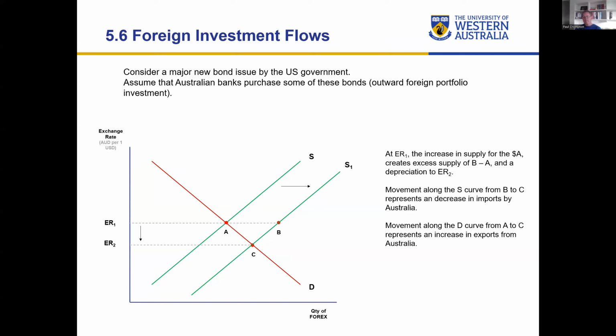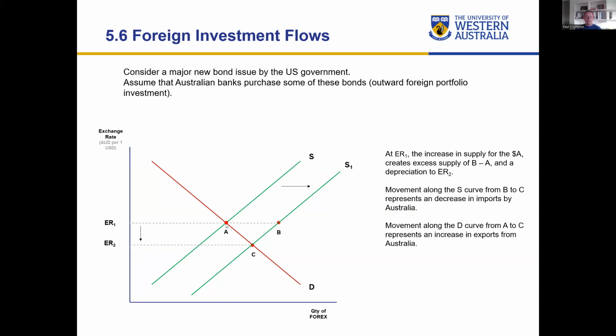But what's happening in the movement from A to C? What we're really asking is, when an Australian bank purchases bonds, what are the flow-on effects to other parts of the economy? Well, we know when they purchase bonds, it'll drop the exchange rate and there will be a movement along the demand curve from A to C. This means the exchange rate goes down and foreigners are demanding and buying more Australian dollars.